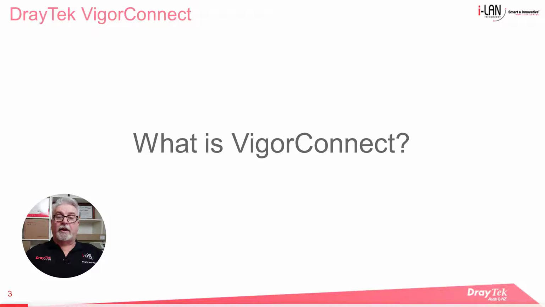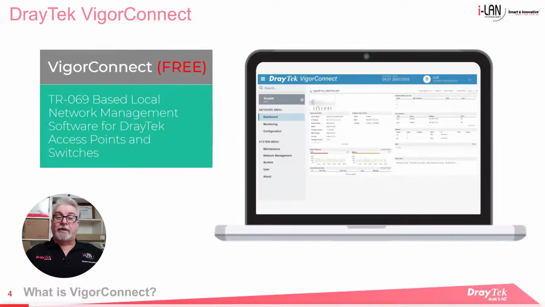So what is VigorConnect? VigorConnect is a TR069 based centralised management system for DrayTek Vigor devices on a local area network. It's free and can be downloaded from draytek.com.au or from draytek.com. It has a user-friendly interface, allowing system integrators or network administrators to configure, monitor and manage DrayTek devices remotely from the comfort of their offices or homes.